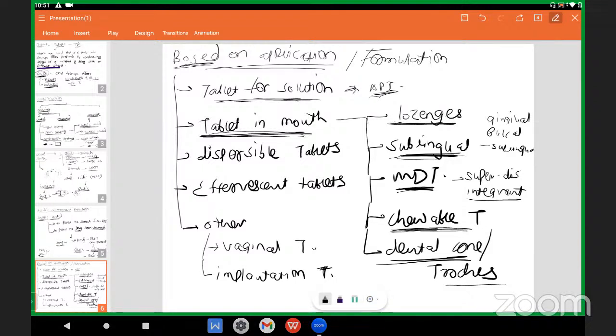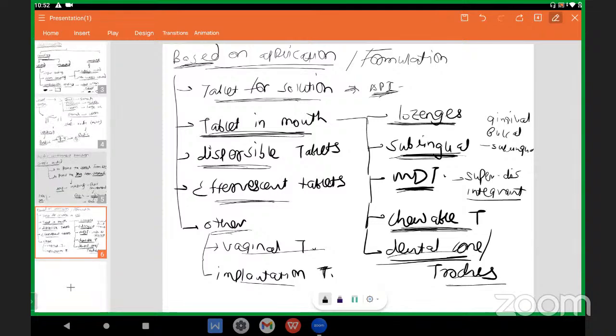Second one, टैबलेट इन माउथ, ओके, तो उसमें लोजेंजेस रहेंगे, सबलिंगुअल टैबलेट्स विल बी देयर, माउथ डिसॉल्विंग टैबलेट्स, चेवेबल टैबलेट्स एंड डेंटल कोलन ब्रोचेस विल बी देयर. Second one, next one, dispersible tablets, then effervescent tablets. These 3 categories, and then other में these are 2 categories under classification. This is basic. Okay, any doubt here? Classification is clear.